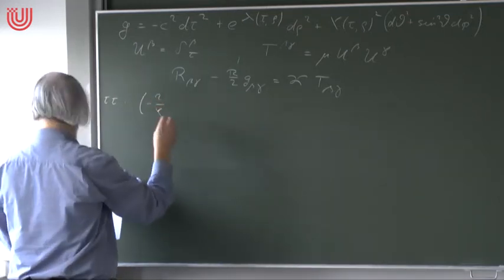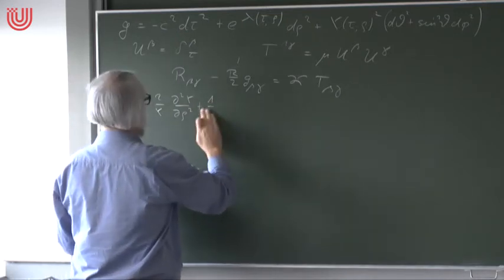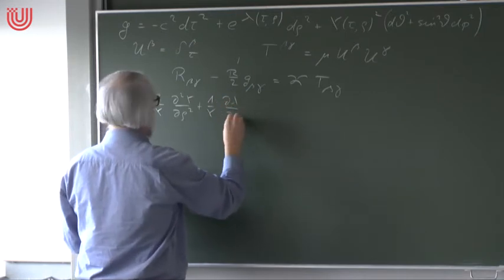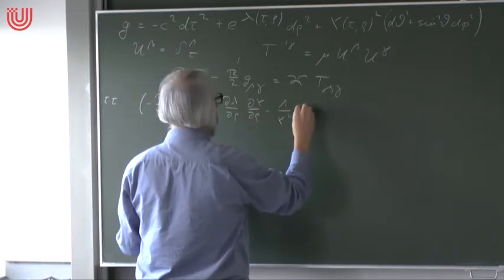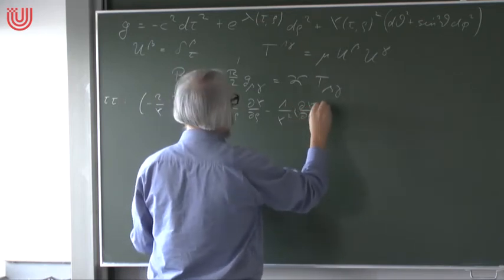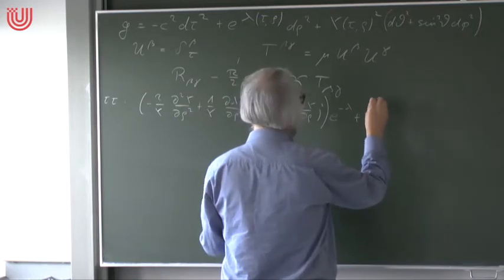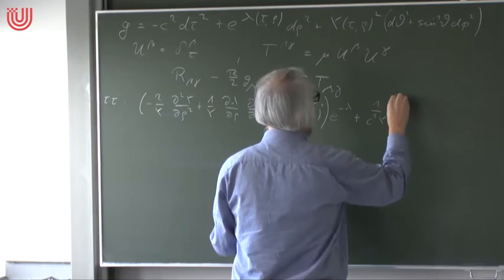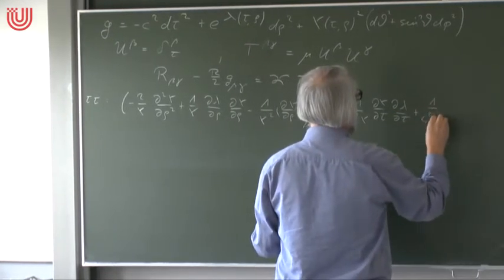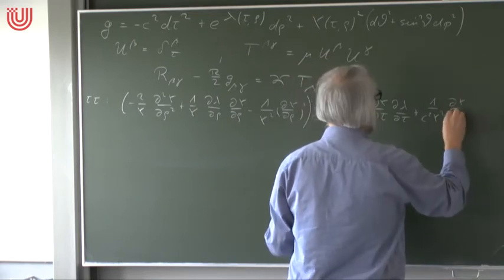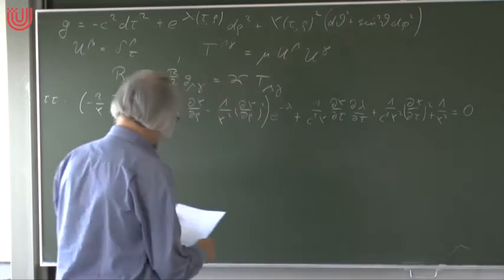This is minus 2 over y, d2y d rho squared, plus 1 over y, d lambda d rho, dy d rho, minus 1 over y squared, dy d rho squared, and this bracket is closed and we have e to the minus lambda, plus 1 over c squared y, dy by d tau, d lambda by d tau, plus 1 over c squared y squared, dy by d tau squared, plus 1 over y squared is 0. That's the first non-zero component.